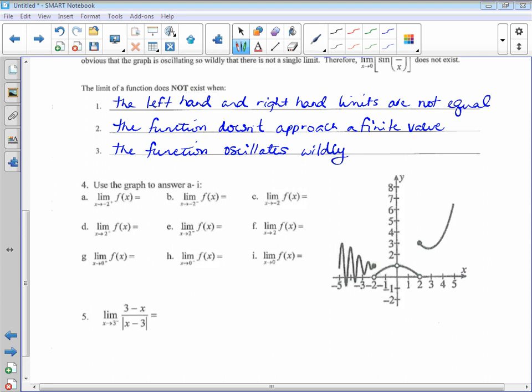All right, guys, let's go through it. Are you done? Okay, letter A, what'd you get? 0. Letter B. D-N-E. Letter C. All right, letter C. 3. Letter E. 0. Letter F. Excellent. Letter G. 1. Letter H. 1. Letter I. 1.